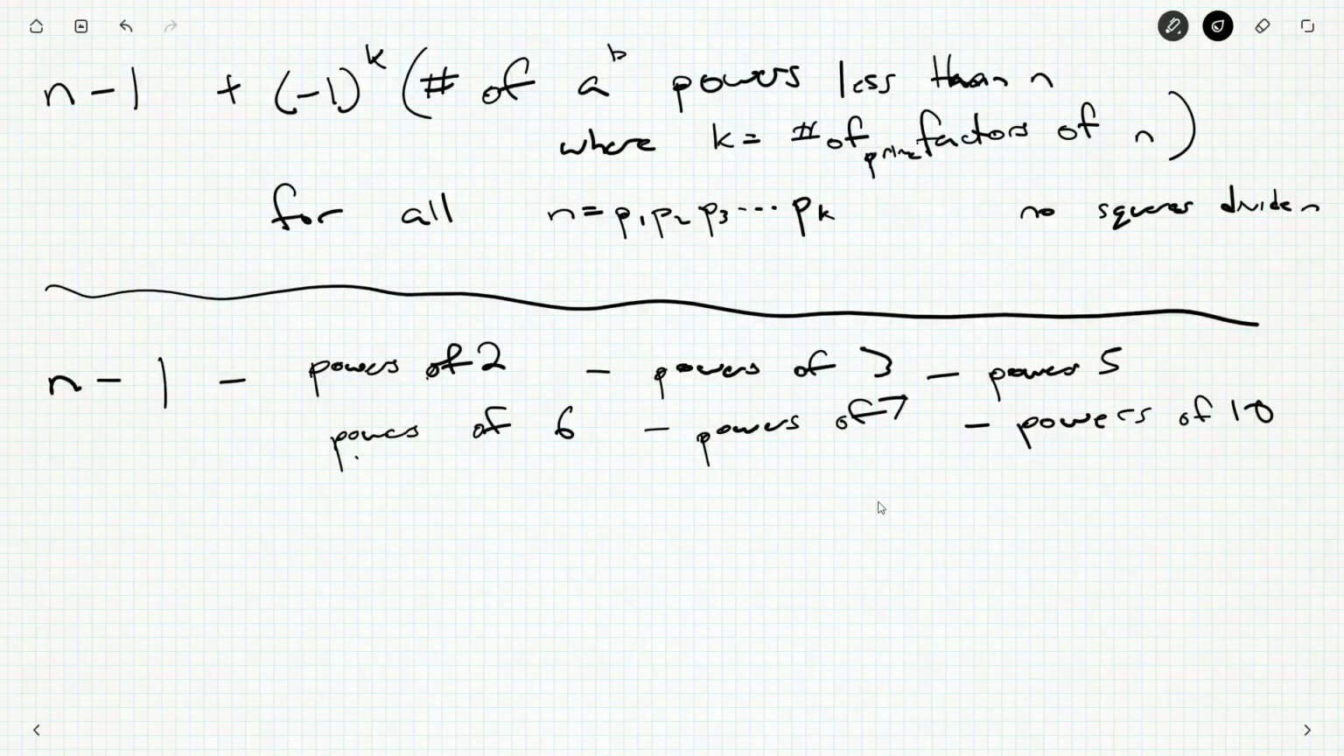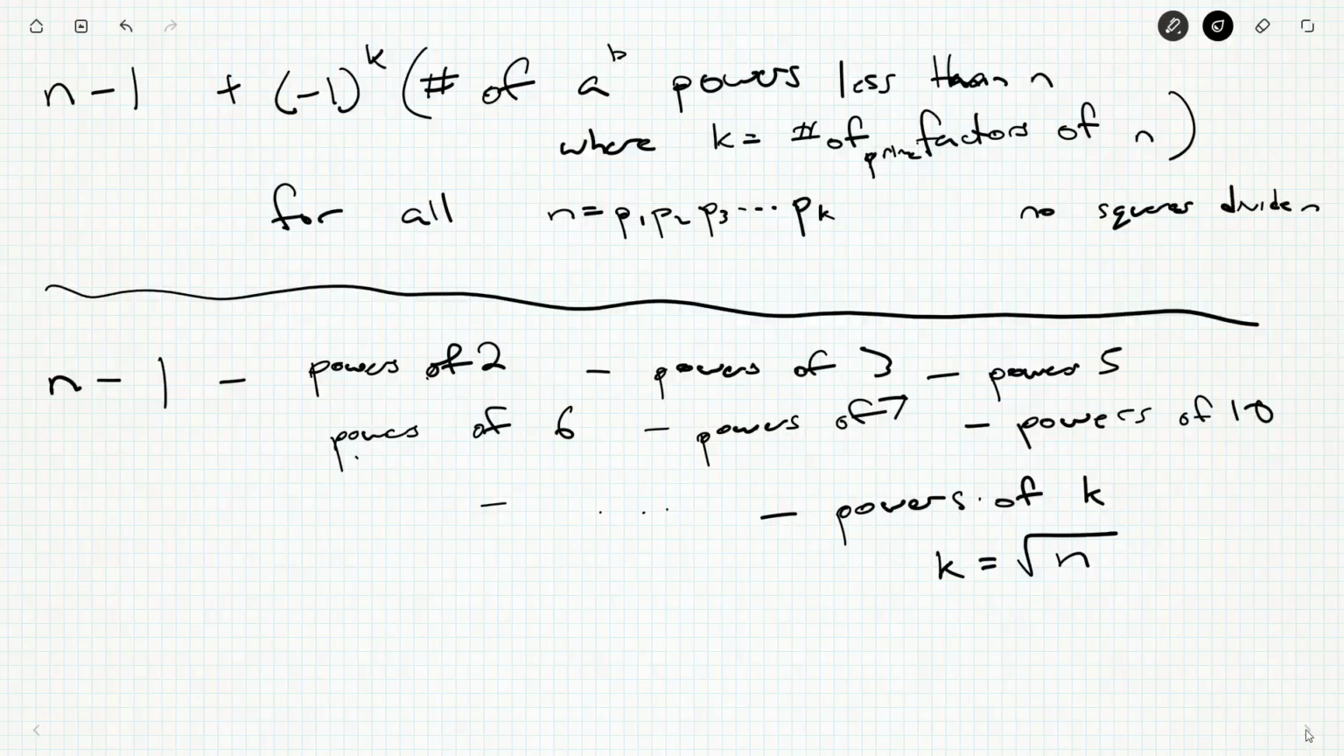So, minus all the way up to, minus out the powers of k, where k is basically the square root of n, because if you had anything bigger, the lowest power that you could subtract off would be k plus 1 squared, but that'd be too big, that sort of thing. Yeah, so let's try it this way.